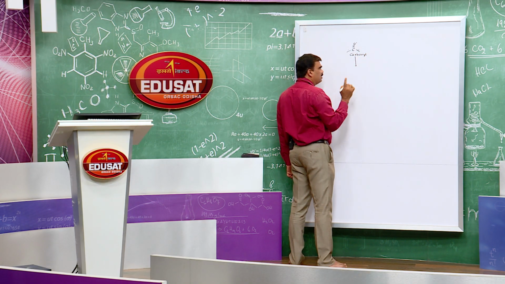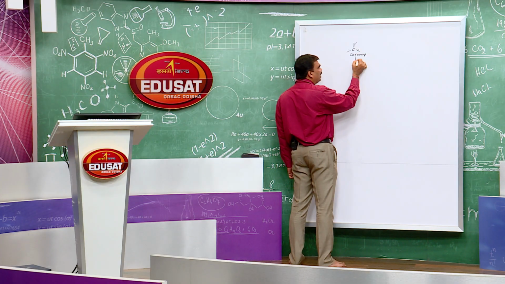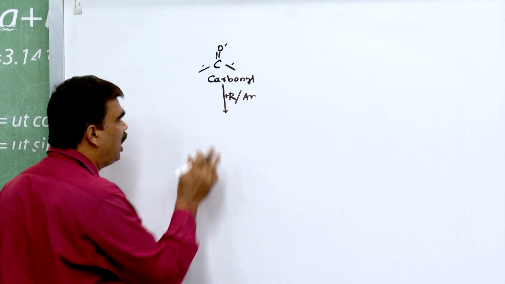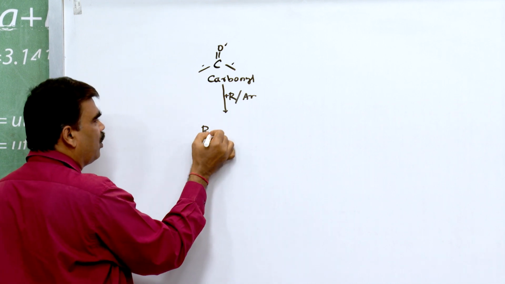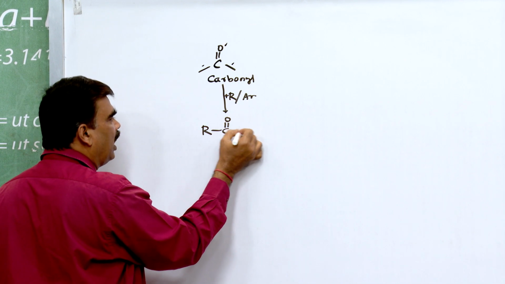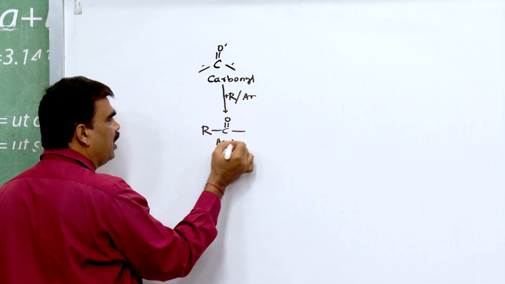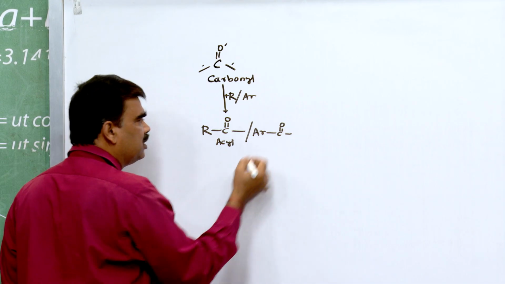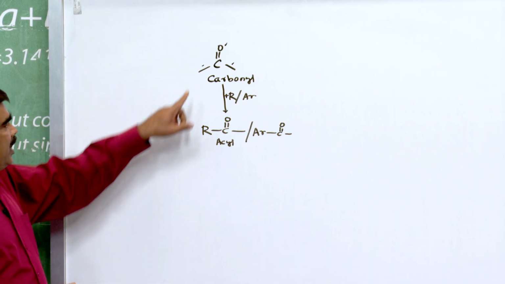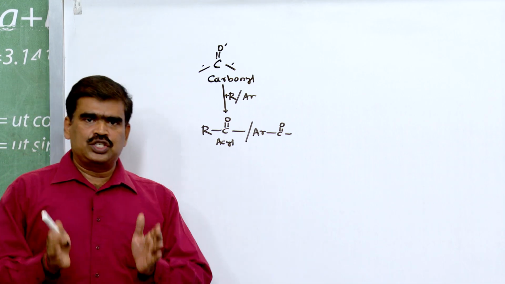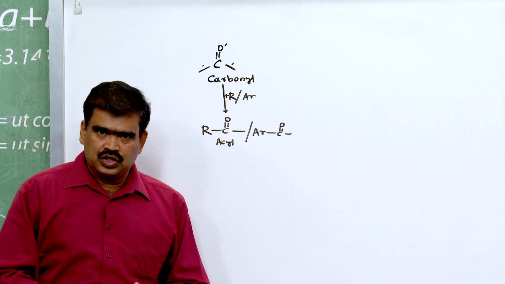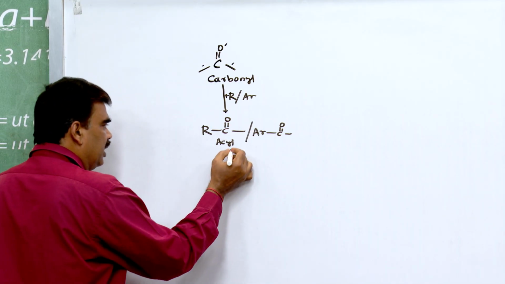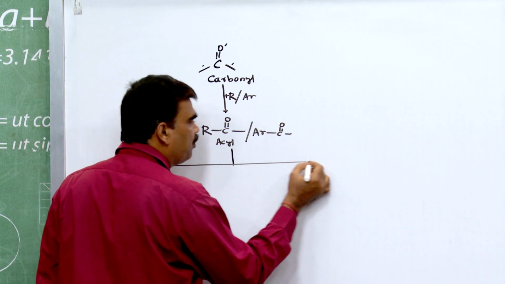If I add an alkyl group or any aryl group, means aromatic group, at one side, it will be called as acyl group. It will be called as acyl group, right. If to one side the alkyl or aryl group is attached, then it is called acyl group, right. Then you just look into these two things.